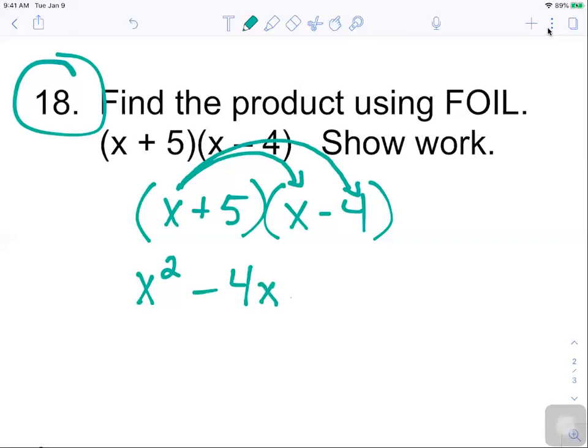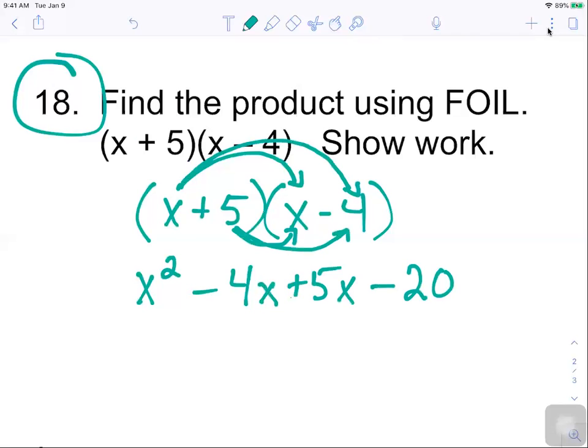Now the I is your inner terms, which would be the +5 and the X. +5 times X is a +5X. And then lastly, you have your last terms, which is +5 and -4. Positive times a negative is a negative. 5 times 4 gives you 20.